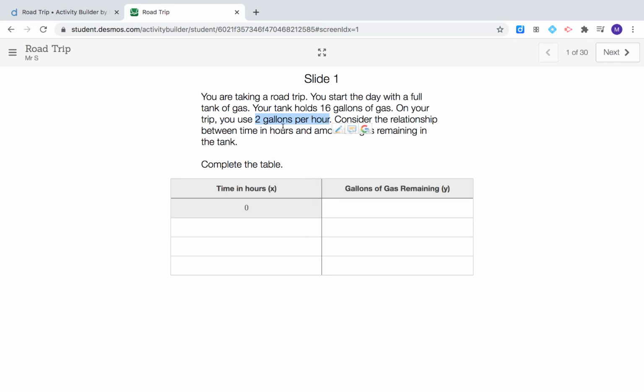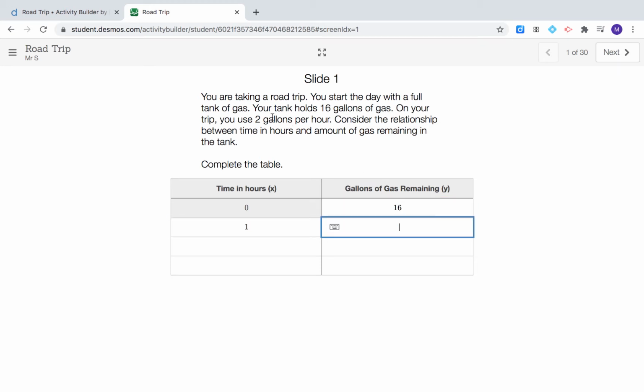Slope, of course, is change in y over change in x. You have two different variables here, gallons and hours. So there's a good indication right there that it's slope. Consider the relationship between time in hours and the amount of gas remaining in the tank. Well, when you start out the trip, you're at 0 hours, and there are 16 gallons of gas.